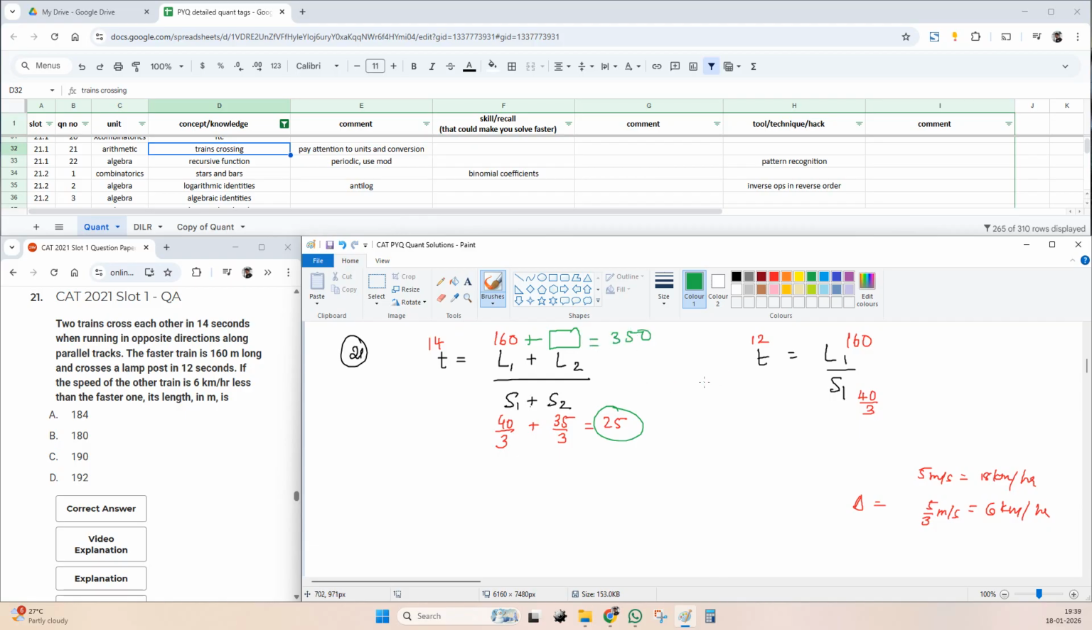25 times 14 is 350. 160 plus what number gives 350? That should be 190. So the answer is 190 meters. There we go. Standard formula.